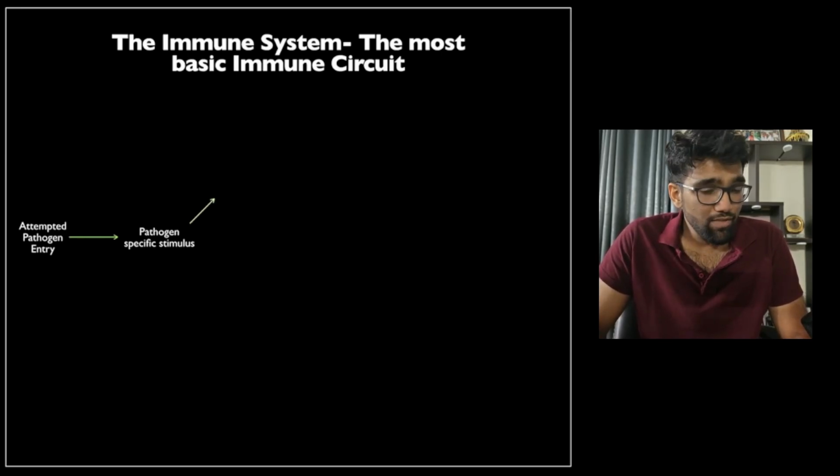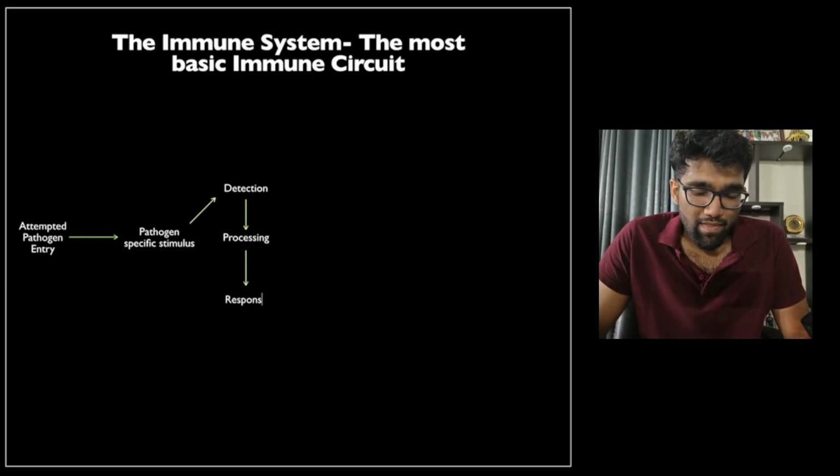So as a result of that, what ends up happening is that the stimulus is detected by your immune system. That results in processing of that stimulus, and that processing eventually results in a valid response developing. And that response then attempts to inhibit the entry of the pathogen, either by killing the pathogen or by doing something else. So this is the most basic circuit that can be drawn within the immune system.